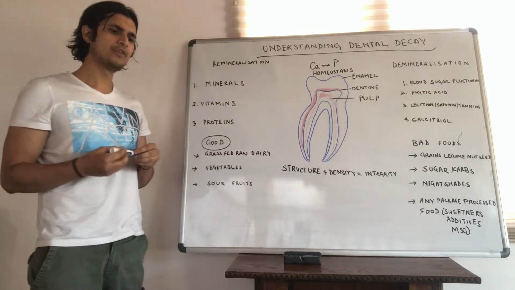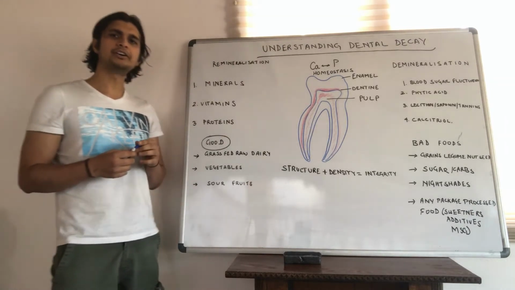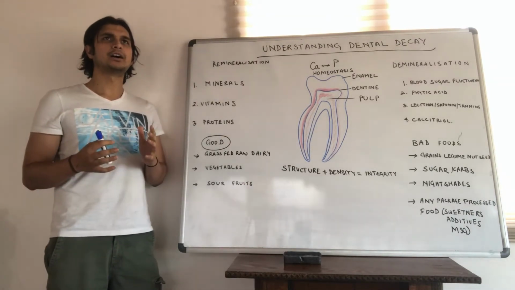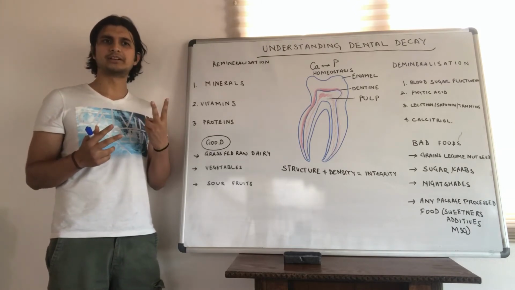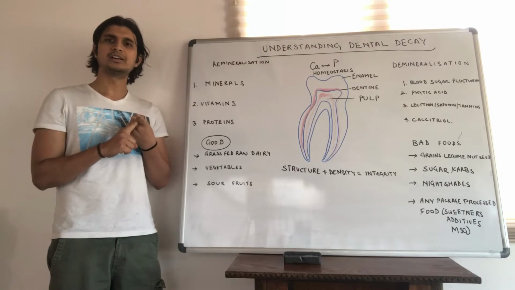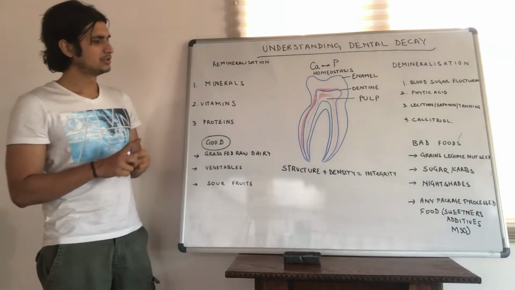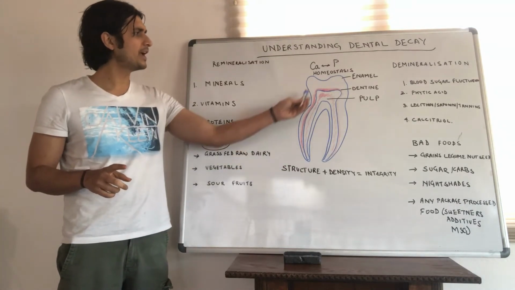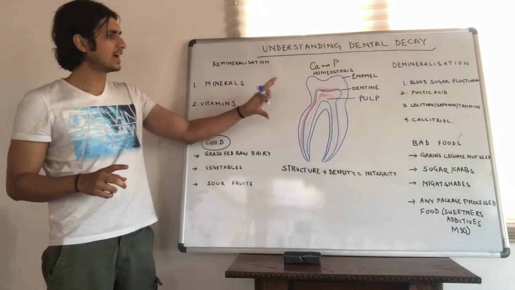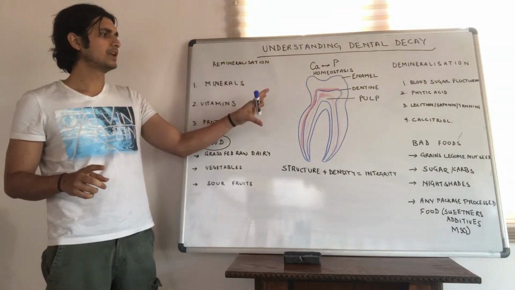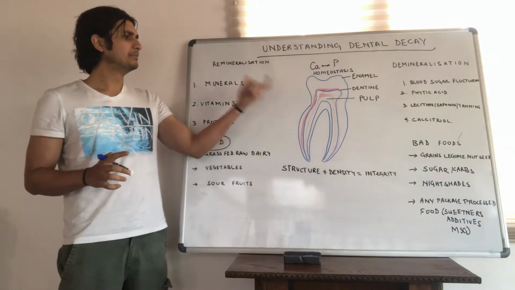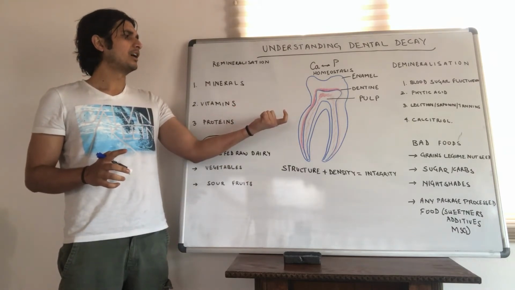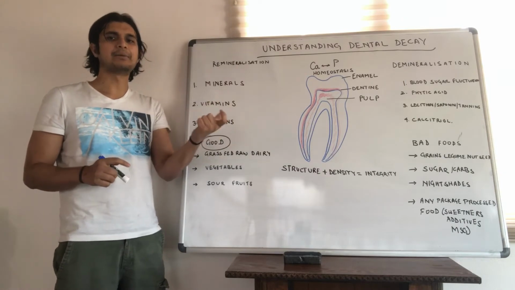and we'll try to see what are the best ways to maintain the integrity of our teeth. And it's very important to know that the integrity of the tooth depends upon two things. One is the structure and the density of the tooth. So the structure is the way the tooth is aligned within the gum and the alveolar bone. And the density implies the mineral content in the enamel.